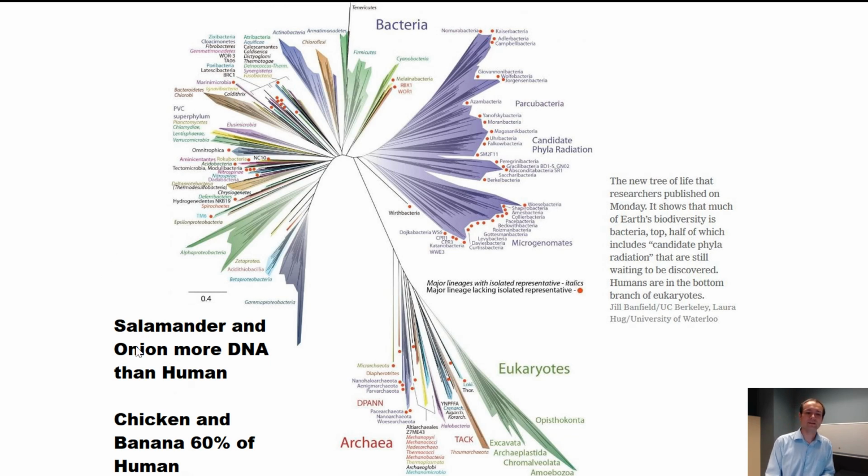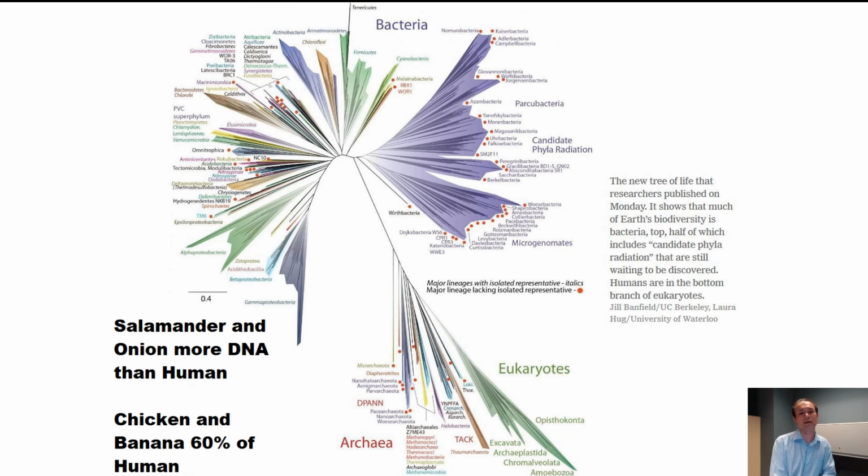Moreover, facts like salamander and onion have more DNA material than humans, and chicken and banana have 60% of human DNA. It's a mess. It has nothing to do with a tree anymore.